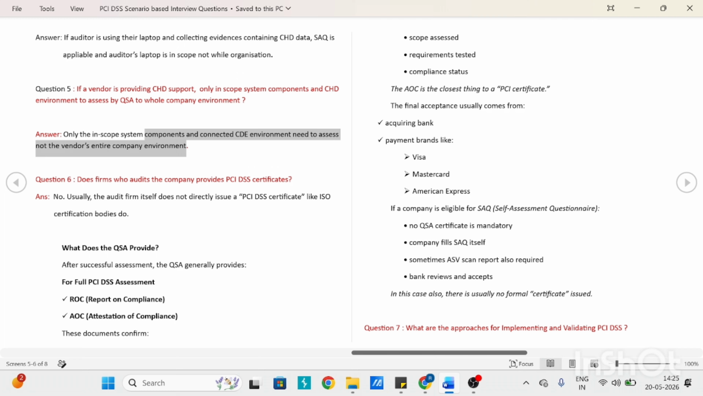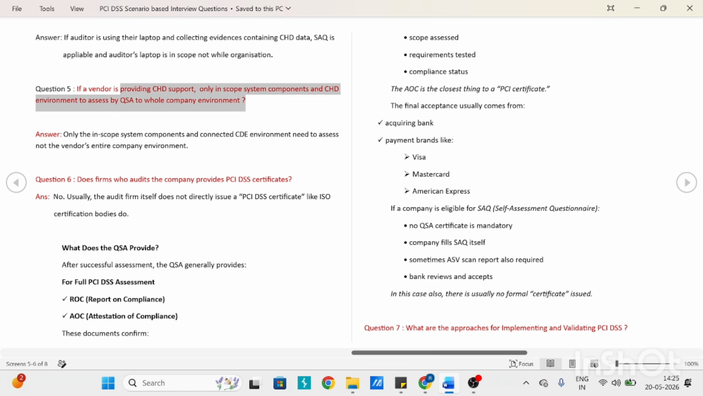company environment. It doesn't mean that we are ignoring the entire environment, because ultimately all the devices are indirectly connected to CHD data. They can impact if some ransomware happens or some other mishap happens, they can impact the PCI DSS zone also. So only in scope system components need to be assessed by the QSA, but at the same time, they can also do a cursory review for the rest of the environment.